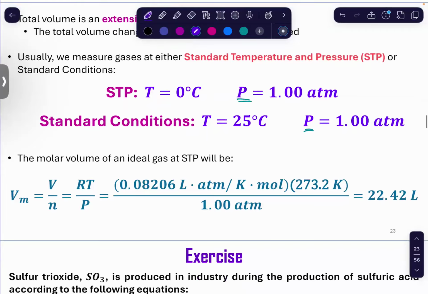So if we want to get a better idea of molar volume, if we look at an ideal gas, so gases that are going to obey the ideal gas law, your molar volume is going to end up being about 22.42 liters for every mole of an ideal gas that you put into a system. And again, that's intensive.